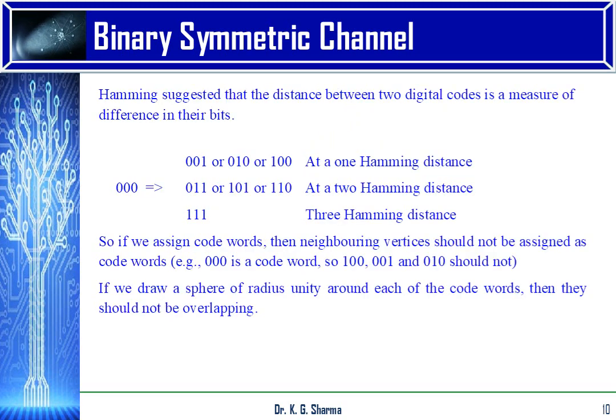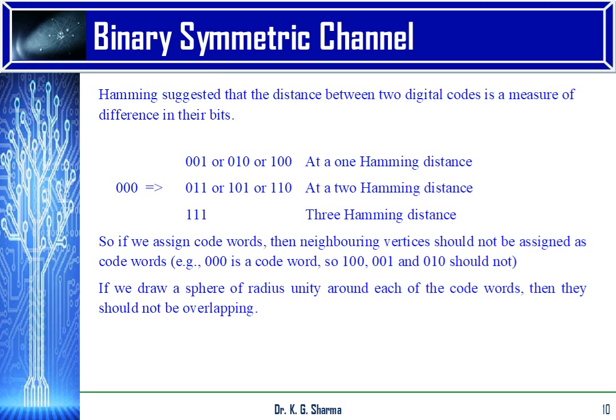Hamming suggested that the distance between two digital codes is a measure of difference in their bits. If two messages differ by 1 bit, then Hamming distance between the messages is also 1 bit. If we assign code words, then neighboring vertices should not be assigned as code words. For example, if code word is 000, then 001, 010 and 100 cannot be other code words.